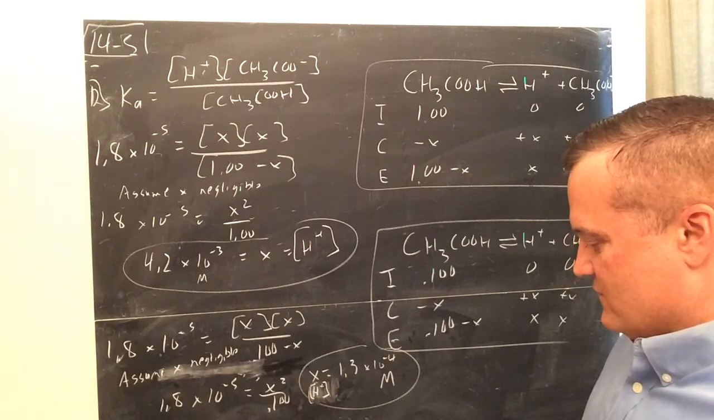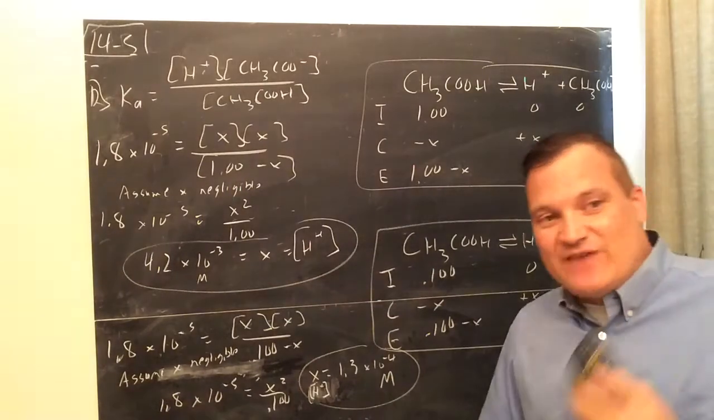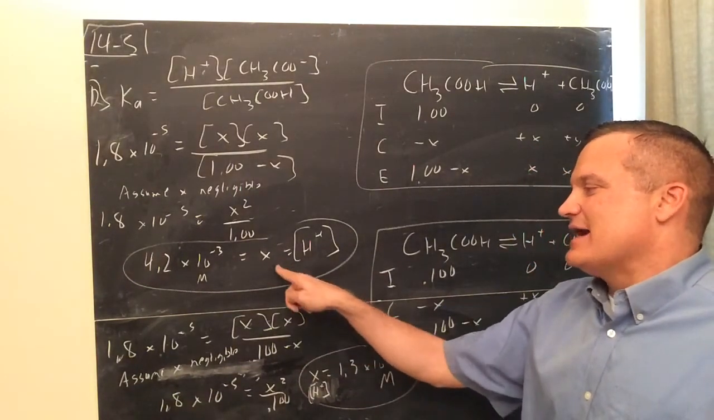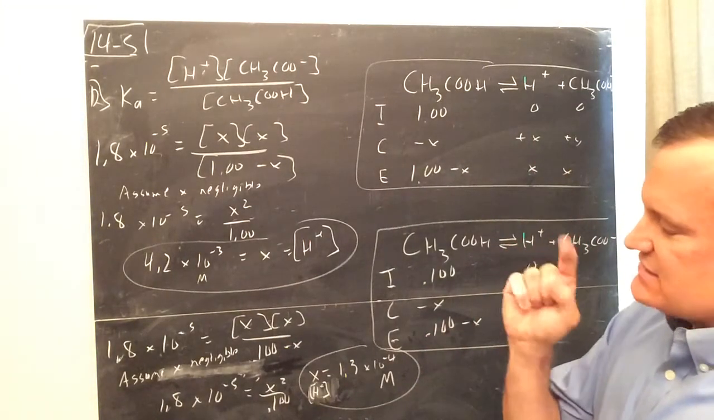Negative 5, 4.2 to the negative 3. Okay, so if I wanted to find the pH, then it would be the negative log of that. That's not a big deal, but they're not asking that right here.